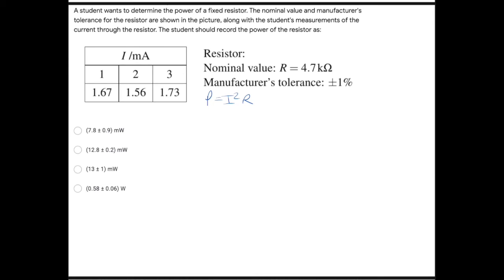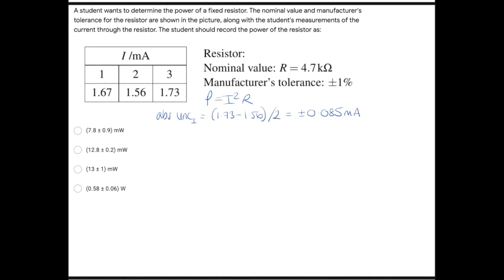So let's begin with looking at the uncertainty in I. Here again we've got repeat readings, so in order to find our absolute uncertainty in I, we firstly need to do plus or minus half of the range. Our range in this instance is that 1.73 maximum less the 1.56 minimum divided by 2, giving us an absolute uncertainty of plus or minus 0.085 milliamps.